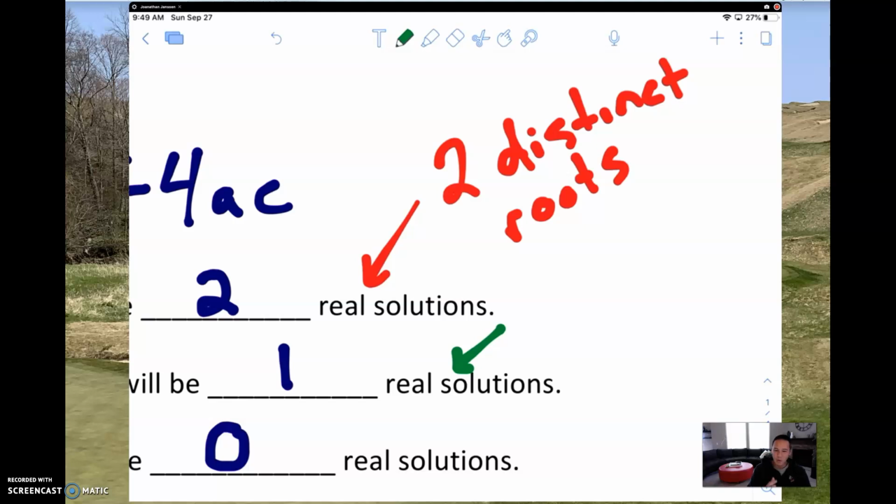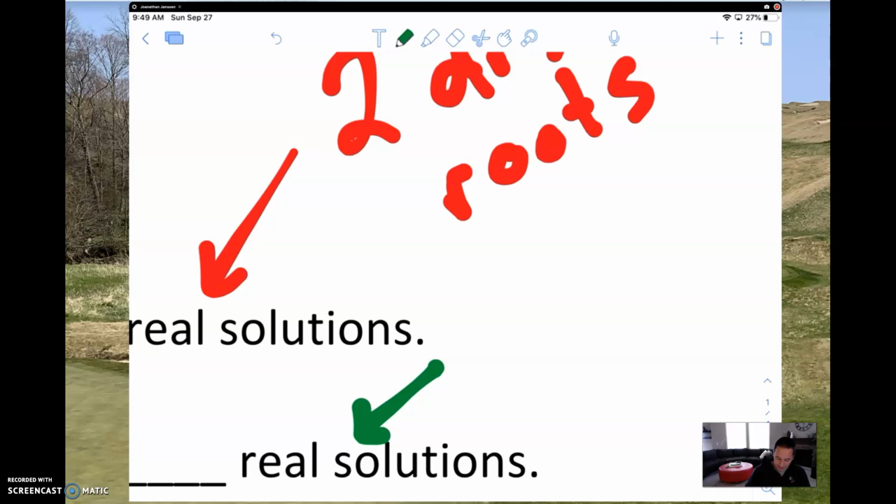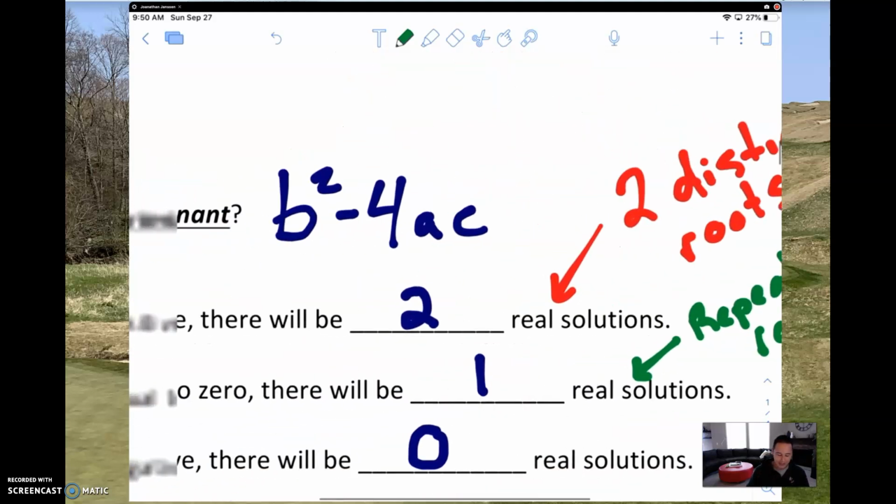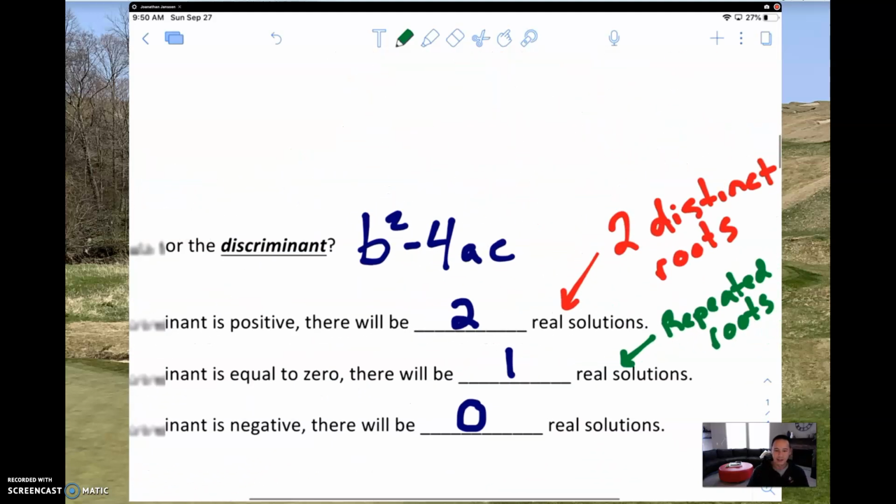And this next one is sometimes a little funny to interpret. When you're talking about one real solution, oftentimes they will call these repeated roots. Repeated means the same thing happened over again. Sometimes they might call it 2 repeated roots, but if you have 2 repeated roots, it's the same root, which is actually just one solution. So when you see repeated roots, that's a sign that the discriminant is equal to 0.